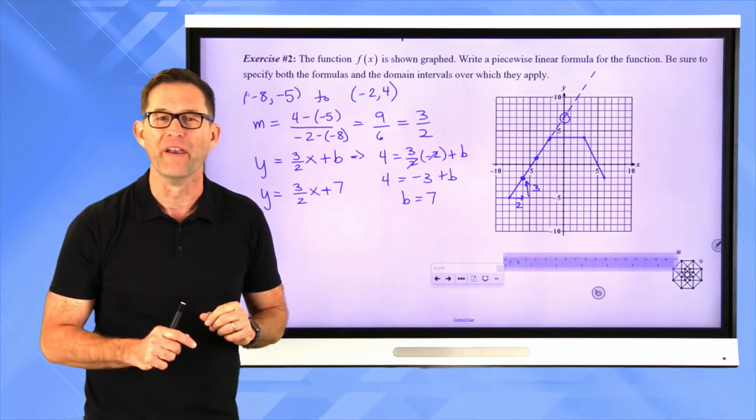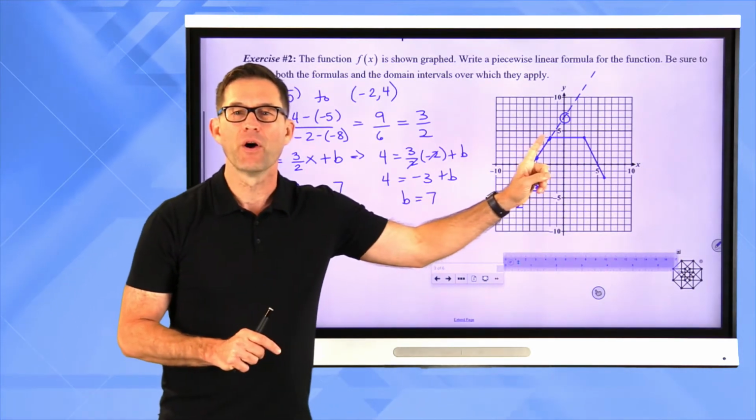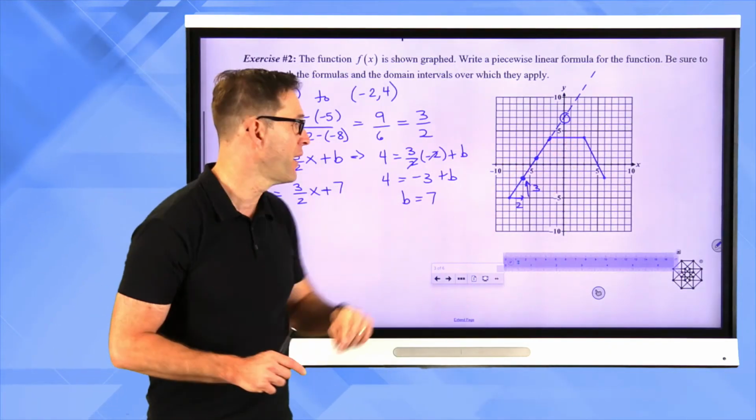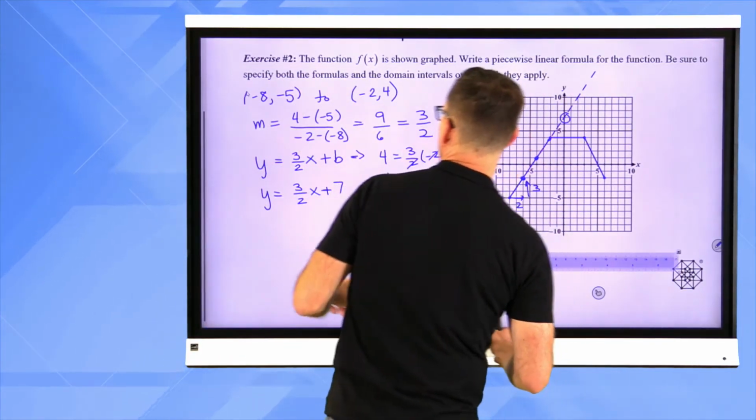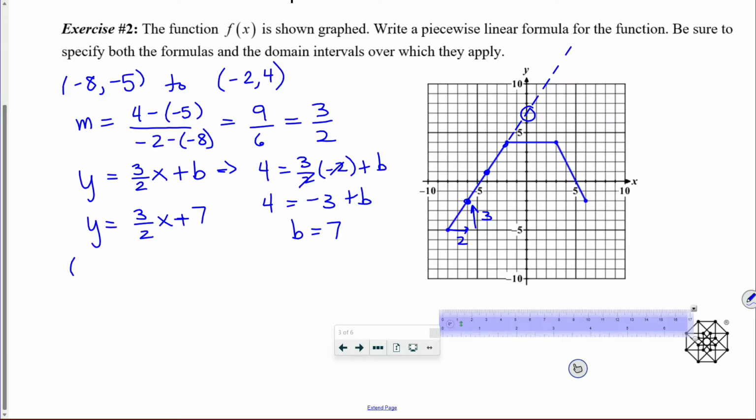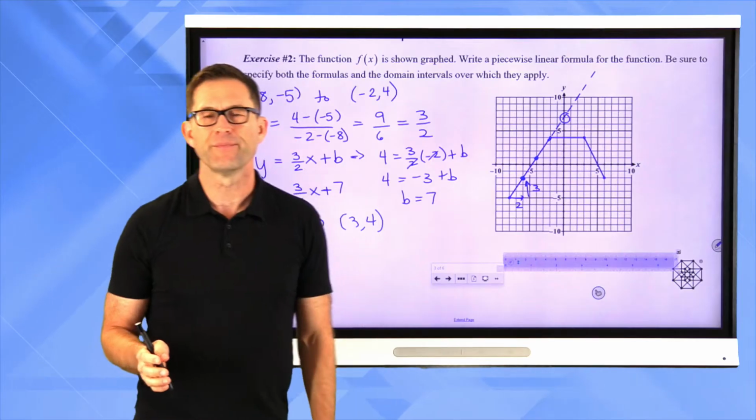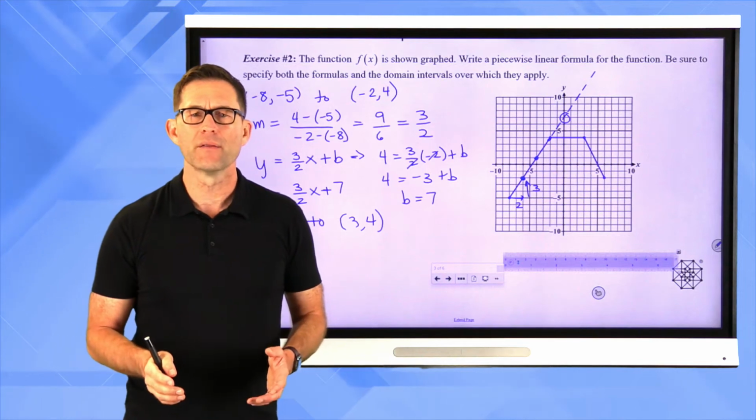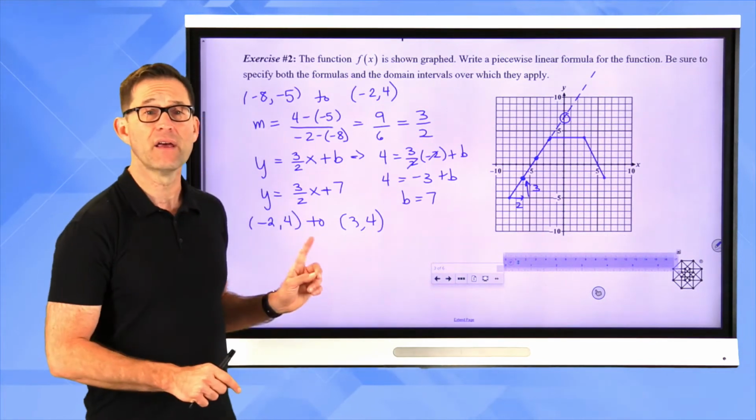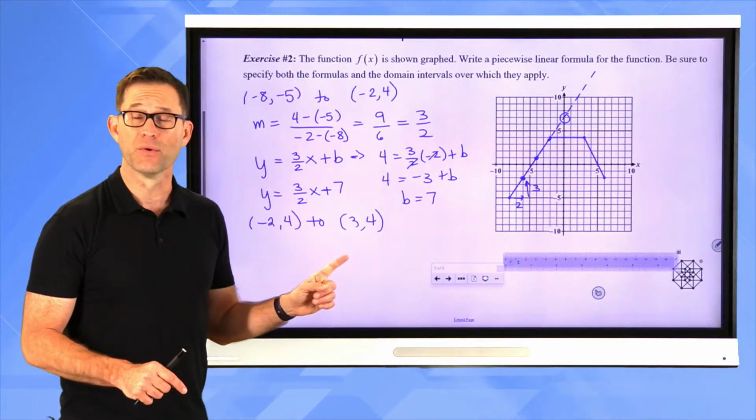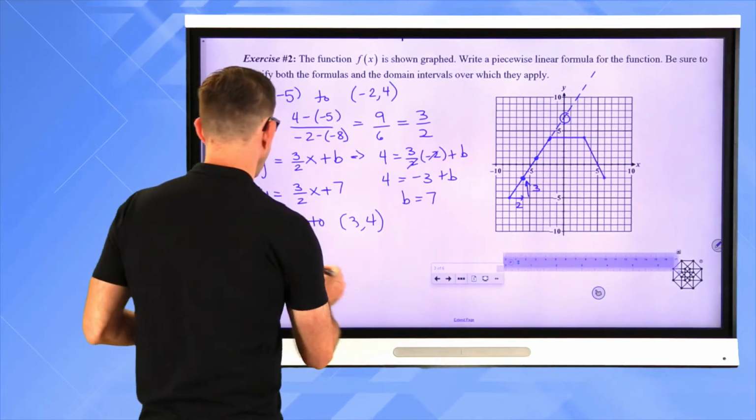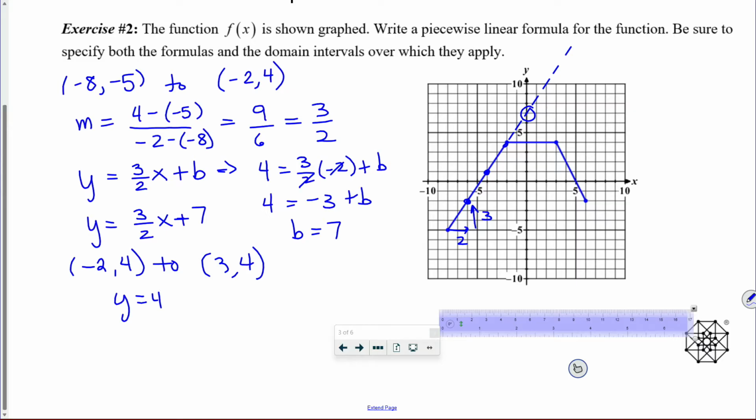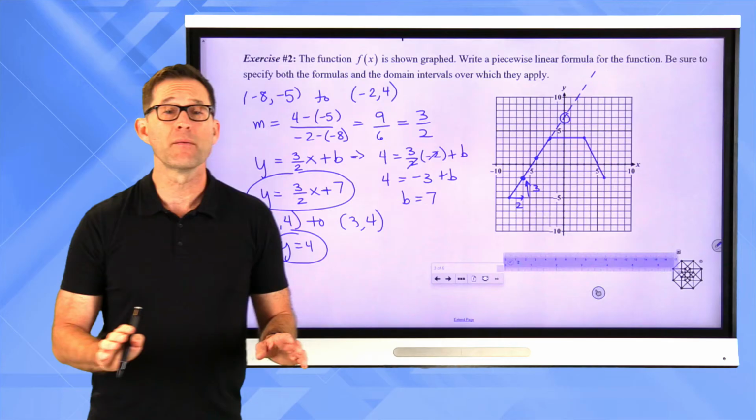That's part number 1. Now part number 2 goes from this (-2, 4) all the way over to (3, 4). From (-2, 4) to (3, 4), we just have a horizontal line. For a horizontal line, the y value is constant, and in fact, that constant y value is y equals 4. So in this part of the formula, we simply have y equals 4. I'm just going to circle these for the time being. There's nothing more I need to do on that.